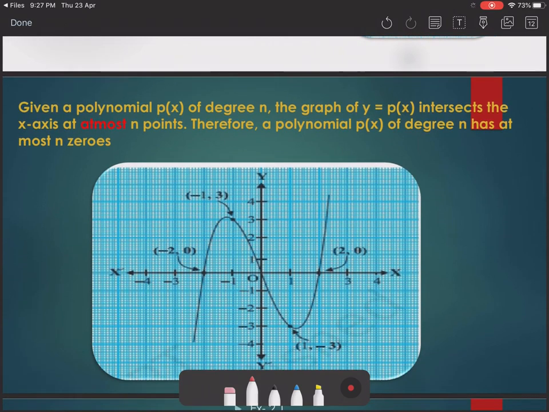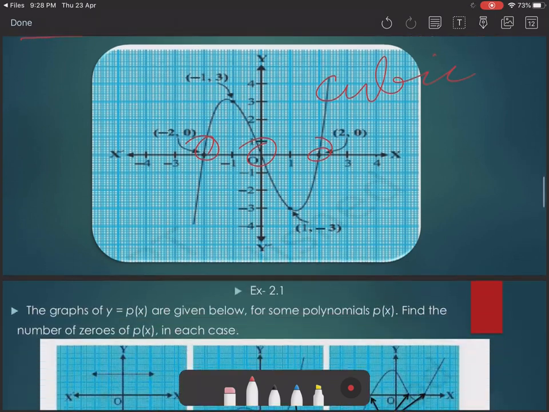Similarly, if we have a polynomial of degree n, that means the highest power of the variable is n, the graph of p(x) intersects the x-axis at most at n points. At most, it can cut at n points. Therefore, a polynomial of degree n has at most n zeros. For example, this is a graph of a cubic polynomial and we get 3 intersecting points at the x-axis.